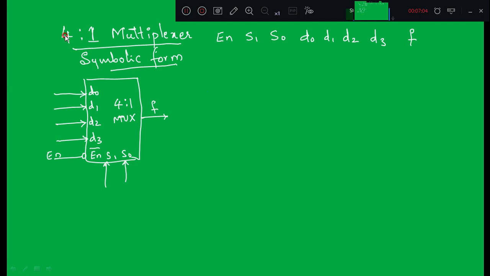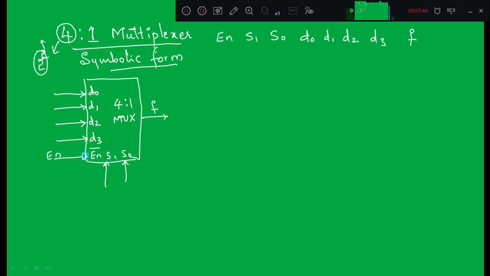Now we will see the first example of a multiplexer, the 4 is to 1 multiplexer. As I already told in the first slide, 4 is written in power of 2 as 2 raised to 2, and this 4 gives you the number of data lines. You can see in the symbolic form, the data lines are denoted as D0, D1, D2 and D3. So there are 4 data lines, and the power is 2, so 2 is the number of select lines. Select lines are denoted as S1 and S0, and along with this we have an active low enable pin.